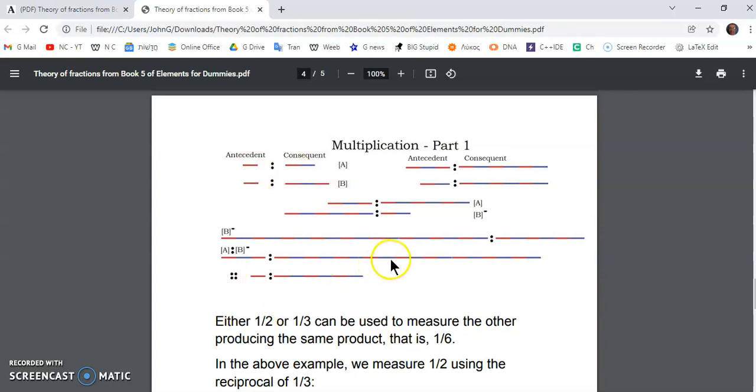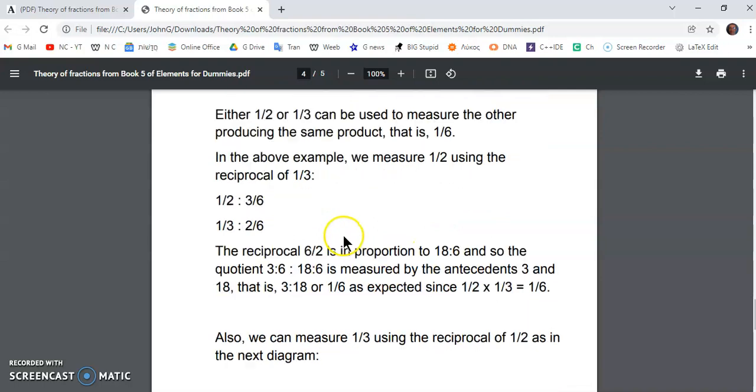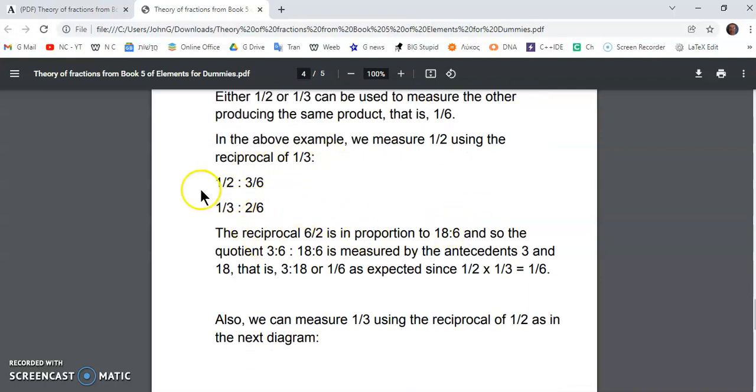Okay, and notice that we're measuring now in terms of the consequent because these two are the same lengths, okay? So either a half or a third can be used to measure the other, and in fact both of them have to measure the other, otherwise the multiplication is not defined, meaning that you can't have 0 as a magnitude. So in the above example, we measure a half using the reciprocal of a third.